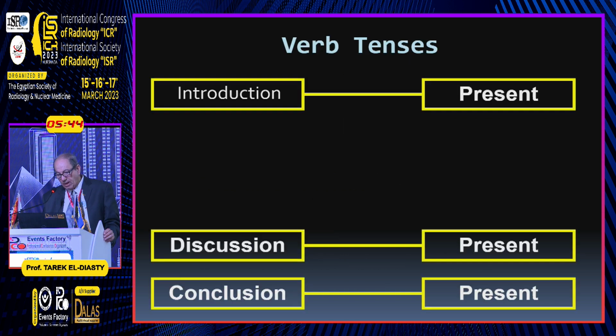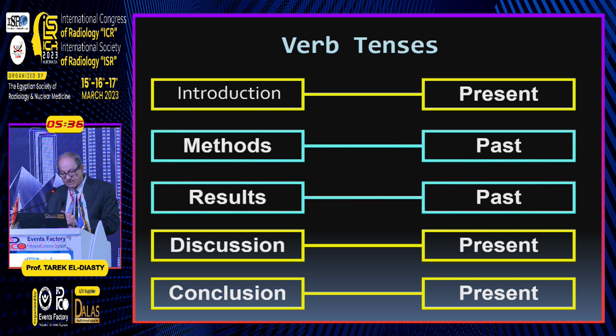So, regarding the verb tense, introduction, discussion, and conclusion are written in present tense, whereas methods and results are in past tense.